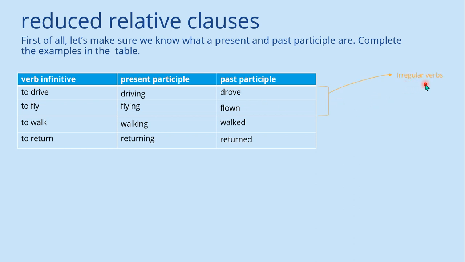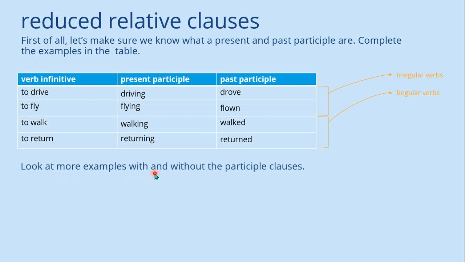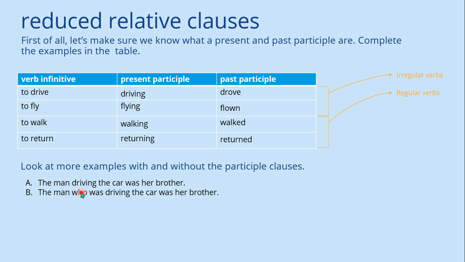So these are irregular verbs because they're not ending with ed, right? But these are regular verbs. I guess it's clear for you. Look at more examples with and without the participle clauses. The man driving the car was her brother. This is with, yes. The man who was driving the car was her brother. Is it with participle clauses? No, because here is the who was driving the car. This is the relative clause.